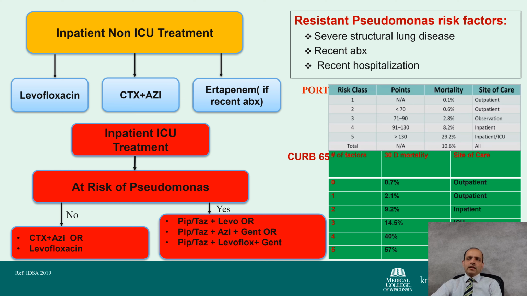So either is fine. So the whole idea is to cover double gram negative, and out of that gram negative coverage, one has to penetrate to the lung. So piperacillin tazobactam can do that. You can substitute piperacillin tazobactam with cefepime as well. And then if there is no risk for Pseudomonas, you treat like you did in the non-ICU treatment here with ceftriaxone and azithromycin or levofloxacin.